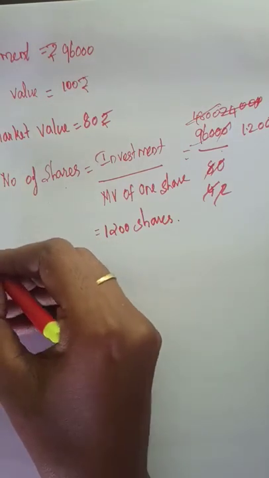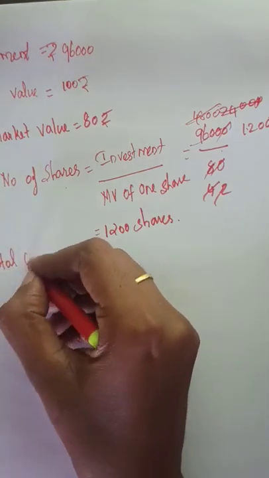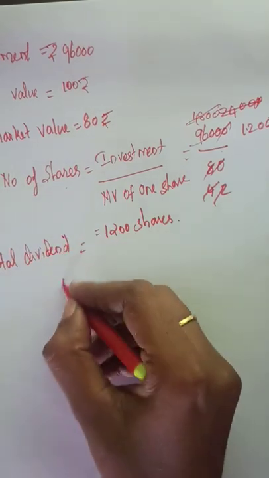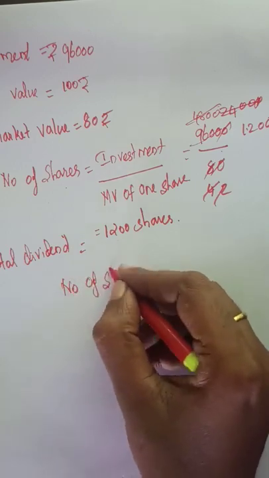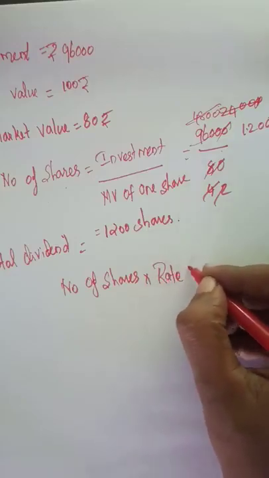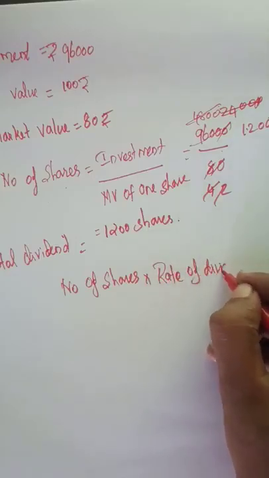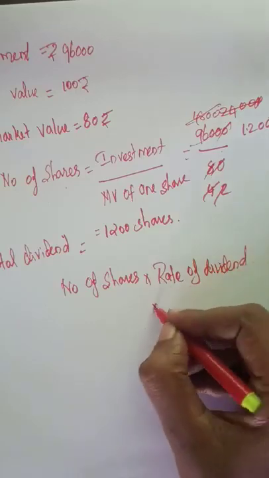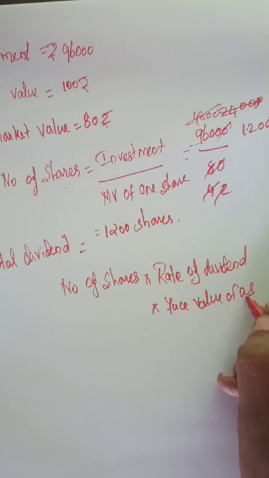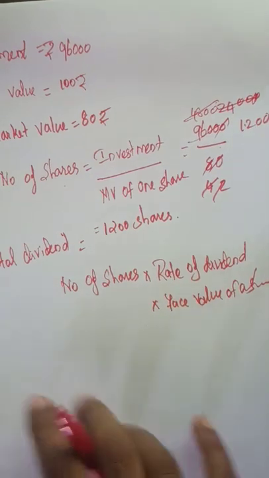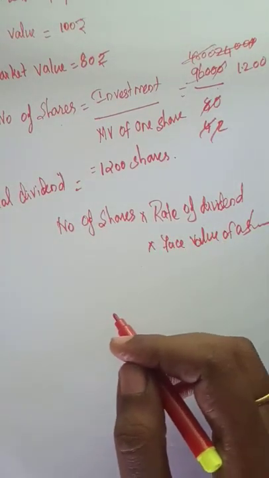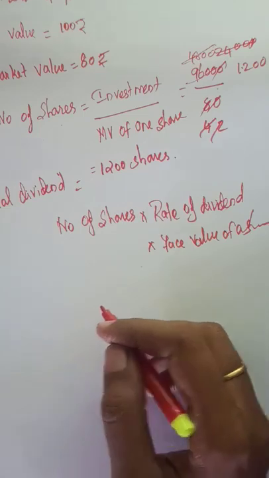So total dividend is equal to, what's the formula? Number of shares into rate of dividend into face value of a share. Just I have substituted in the formula. That's number of shares into rate of dividend into face value of a share.